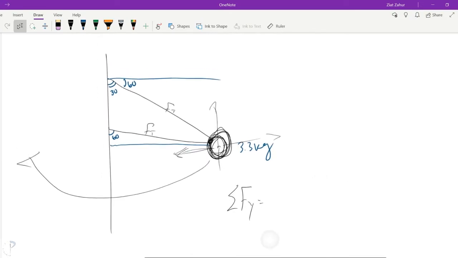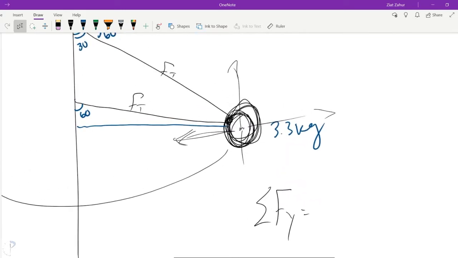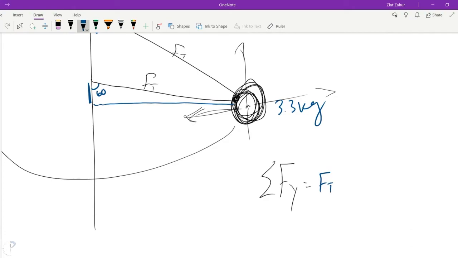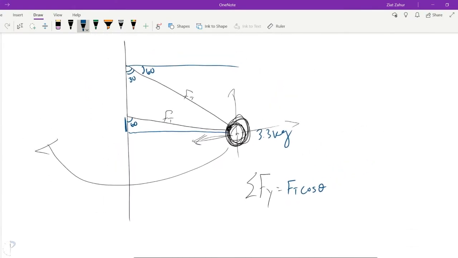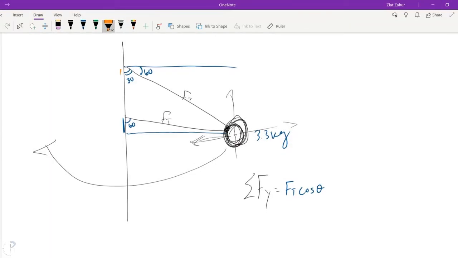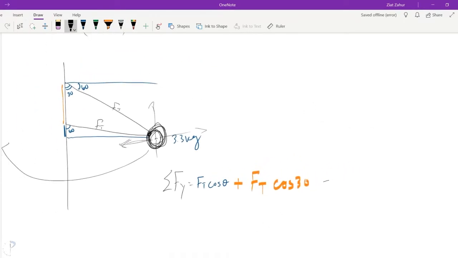In the y-axis, we have the y component of both tensions. The y component of this one is Ft cosine 60. The y component of the other one, I'll use orange, is Ft cosine 30. And that should equal, well, minus the downward force, which is mg, and it should equal 0. And then you can solve for Ft because you know what m is. Just factor it out.